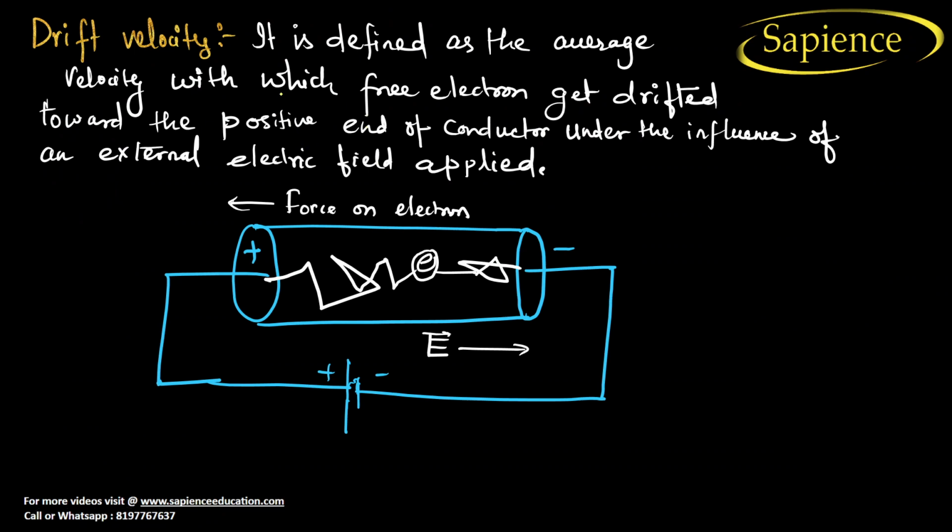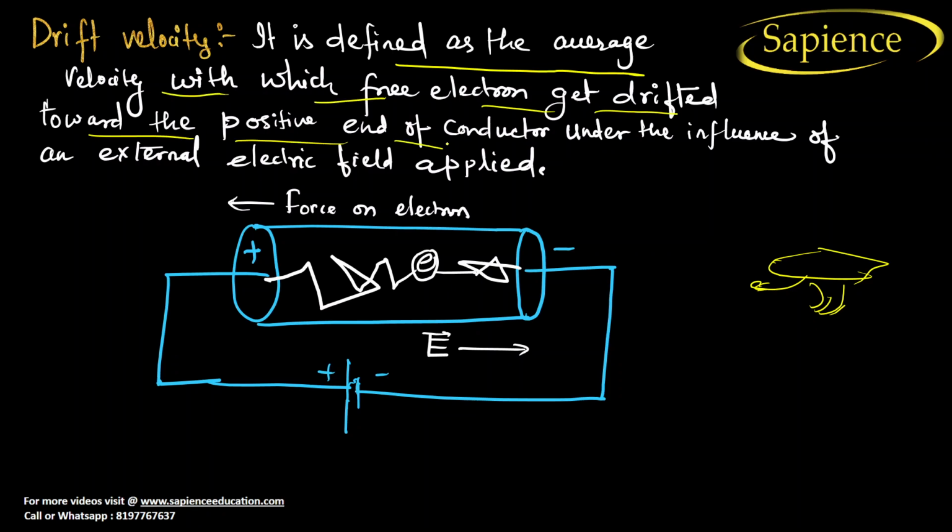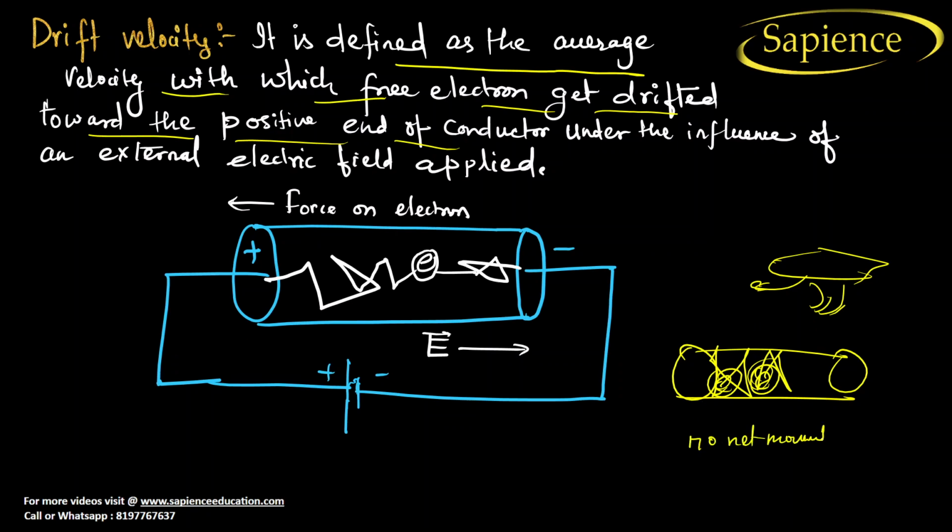Now what is drift velocity? Drift, the name itself means what? Drifty. Have you ever seen in a movie a car drift? For example, a car is moving but with some lagging. It is defined as the average velocity with which the free electrons get drifted toward the positive. See, actually what happened, if no voltage is applied, the electron is moving like this, like this. It means that the electron again comes to its initial position. It means that no net movement is there, right?